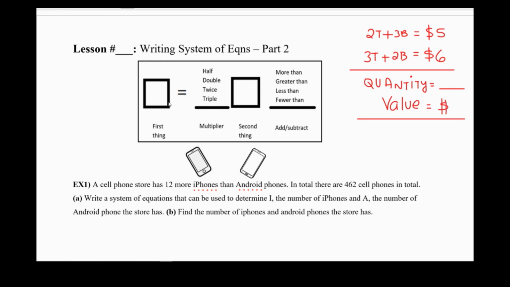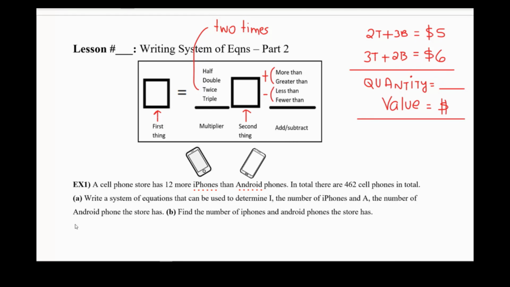Basically this formula stands for the first variable goes here, or the first thing that appears in the problem goes here. And then it'll be equal to the multiplier, which these are the keywords: half, double, twice, triple. Please notice that twice means 2 times, and triple means 3 times, etc. So things that can multiply. Then the next is going to be followed by the second variable, the second thing that appears in the problem. And then these are keywords for plus, and this is for minus. Very well. So let's look at the first problem.